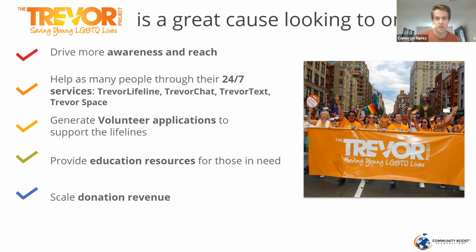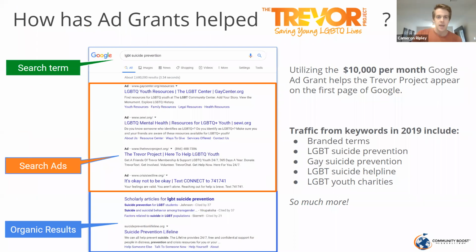And some of their biggest online goals were to overall drive more awareness and reach about their mission. From there, to help as many people through their 24/7 services, like Trevor Lifeline, Trevor Chat, Trevor Text, that really do save lives. From there, to generate more volunteer applications, to provide educational resources for those in need, and last but not least, what most organizations want out of their marketing efforts, to also scale online giving and donation revenue. And the ad grant has been really helpful for the Trevor Project, right?